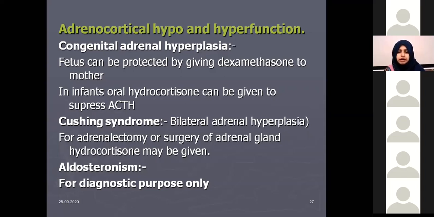And in infants, after the baby is born, we can give oral hydrocortisone to suppress ACTH. Then in Cushing syndrome, it is given only for diagnostic purposes, or for adrenalectomy, that is surgery of the adrenal gland. Otherwise, it is definitely prohibited. It is contraindicated. Okay. Then in aldosteronism, it can only be given for diagnosis.